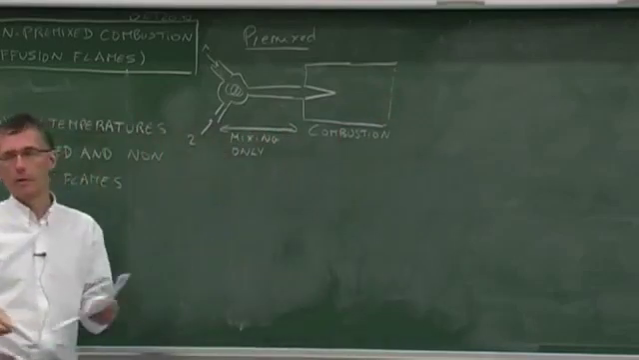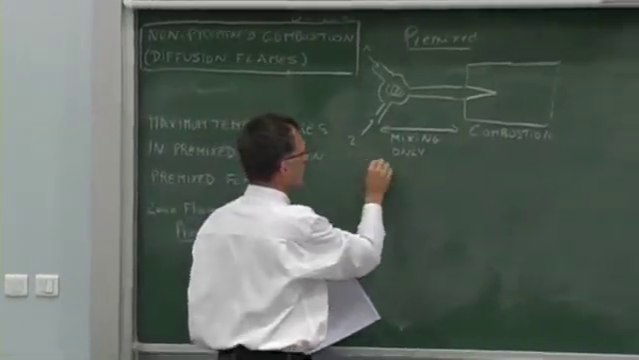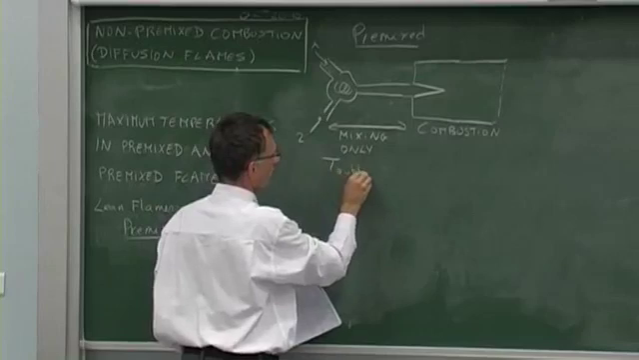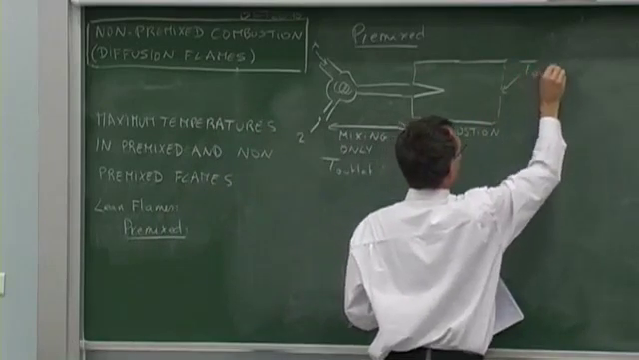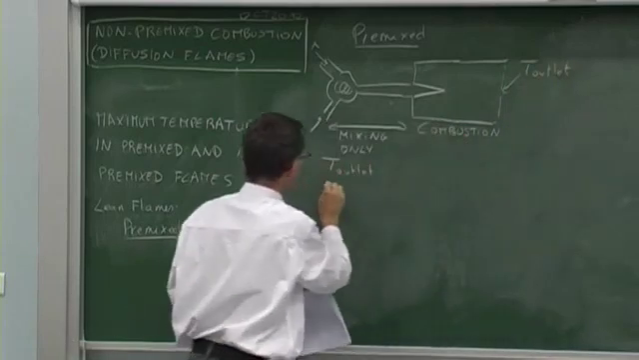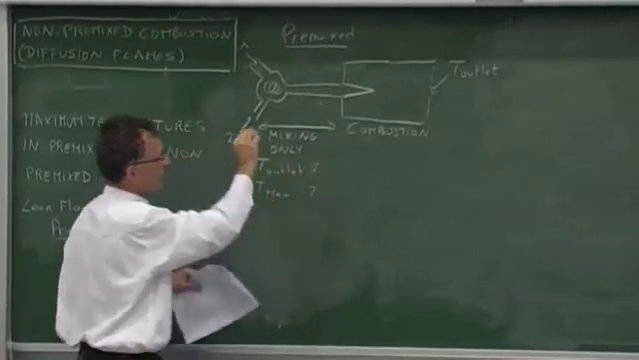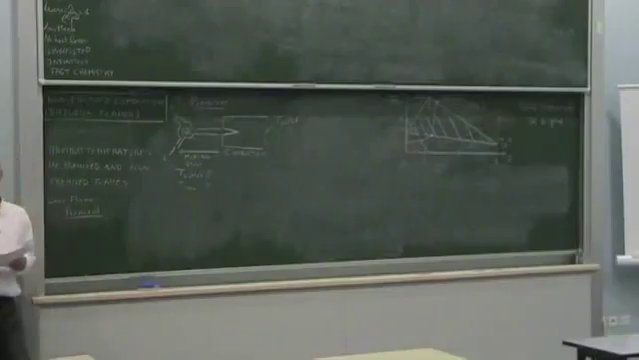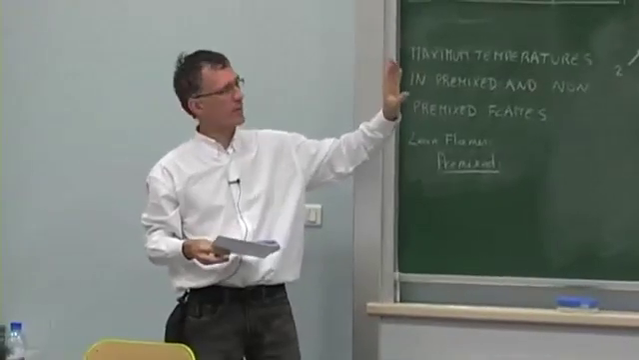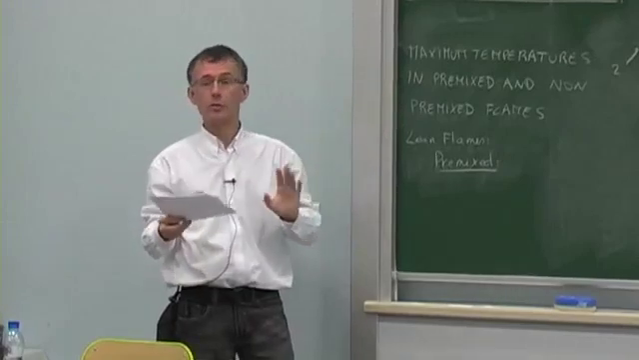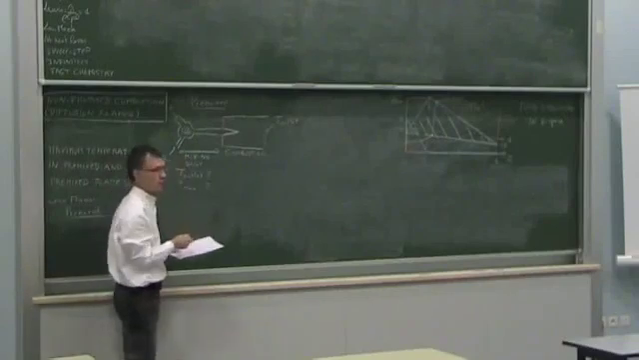So for this problem, what I'm going to do is to write equations to find two things. I want to find the outlet temperature here, and I want to find the maximum temperature everywhere in this system. And I'm going to do that for premixed cases. Once I will have done it for premixed, I will do it for diffusion. And I will show you the very important difference between the two systems. So let me start with the premixed case.